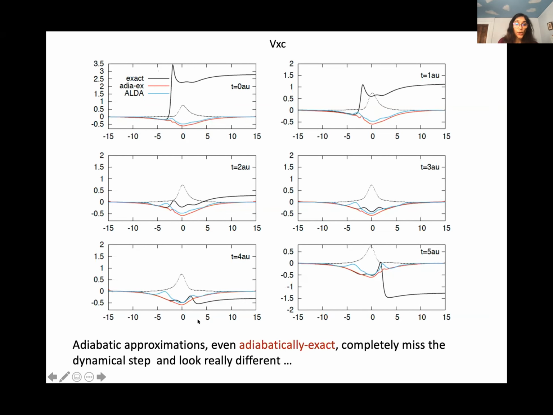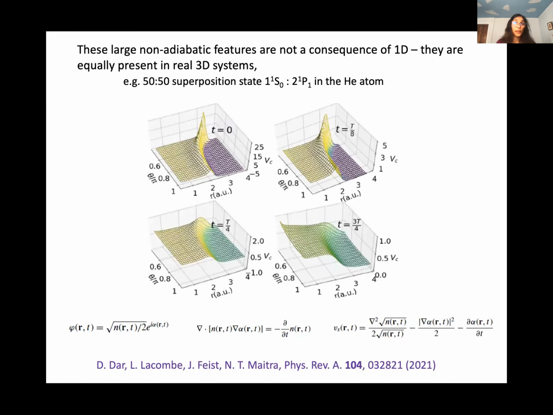Okay, we might think, well, is this a consequence of 1D? I mean, come on, you're looking at this toy system. Well, Davud Dar, a PhD student, managed to make another heroic effort to actually invert and find the exact time-dependent Kohn-Sham potential for a real system, the analogous dynamics in the helium atom, the true 3D helium atom. And we took a superposition state of the ground and the 2p excited state, the lowest accessible state.